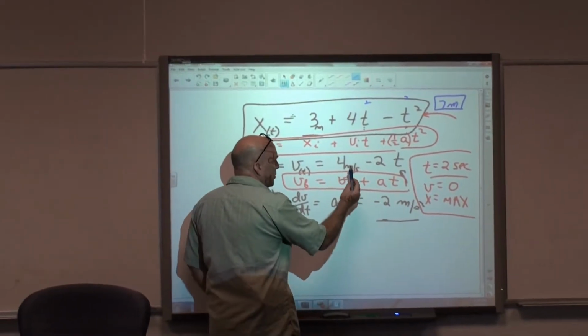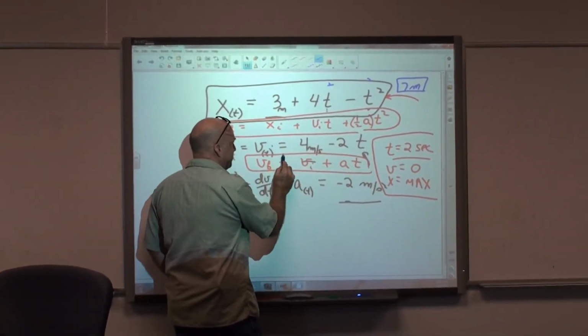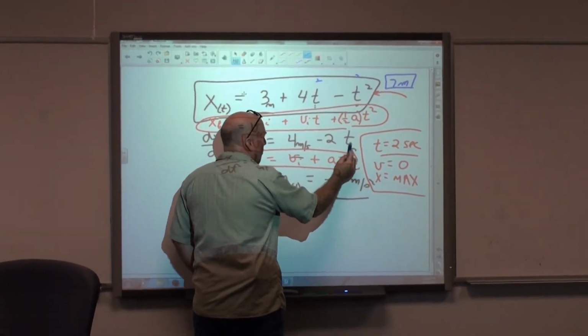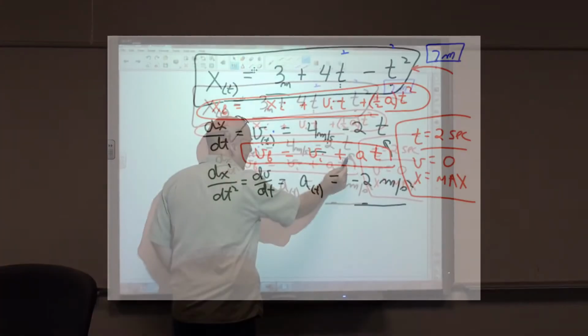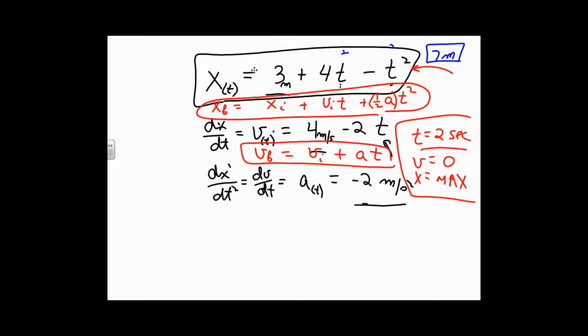How much time did it take to get back to the 3 meter mark? Well, it took 2 seconds to stop, right? 2 times 2 is 4. 4 minus 4. It stopped after 2 seconds.